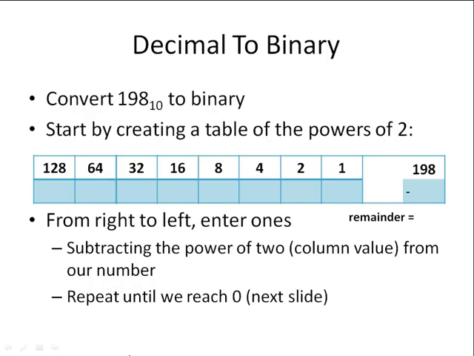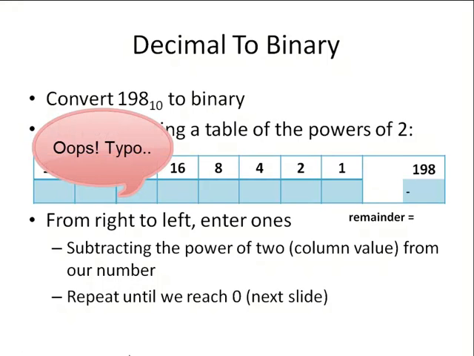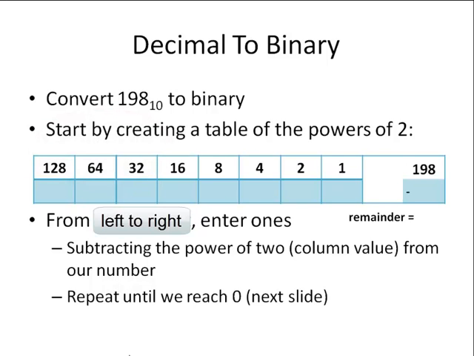The inverse problem is how to convert decimal to binary. So for example, how to convert 198 in decimal to binary. And again, we can start off by creating a table of the powers of 2. We're going to work from the left to the right. We're going to enter a 1 wherever the column value is less than or equal to the remaining value. So we've got 198 just now. 128 is less than 198, so we're going to enter a 1 in that column, and we will subtract it from 198, and that will give us a remainder of 70.